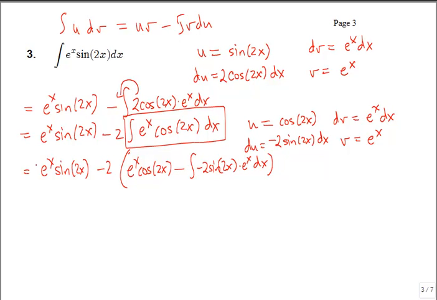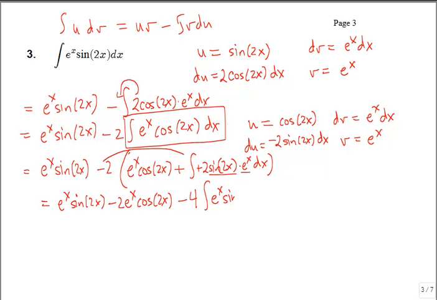Okay, now let's clean it up just a little bit here. This is going to equal e to the x sine of 2x. We're going to get a minus 2 e to the x cosine of 2x. Minus minus here becomes plus, but when I distribute this negative 2 across, we're actually going to get a minus 4, which I'll pull out of my integral, and that'll leave me with this e to the x and sine of 2x still inside of the integral.